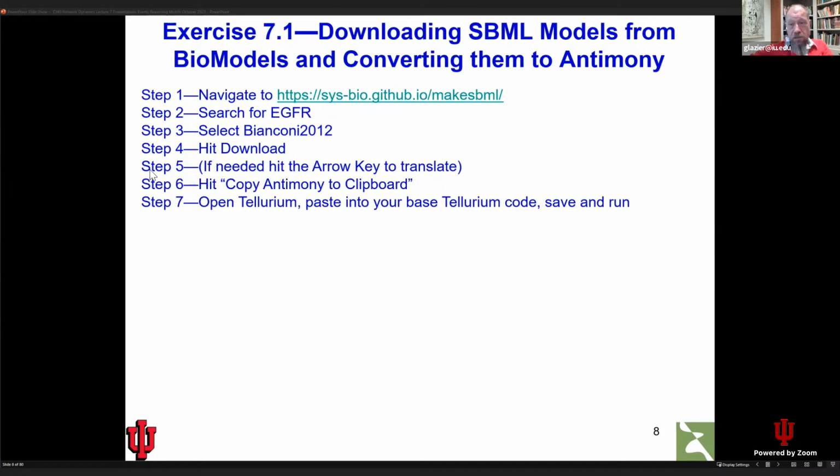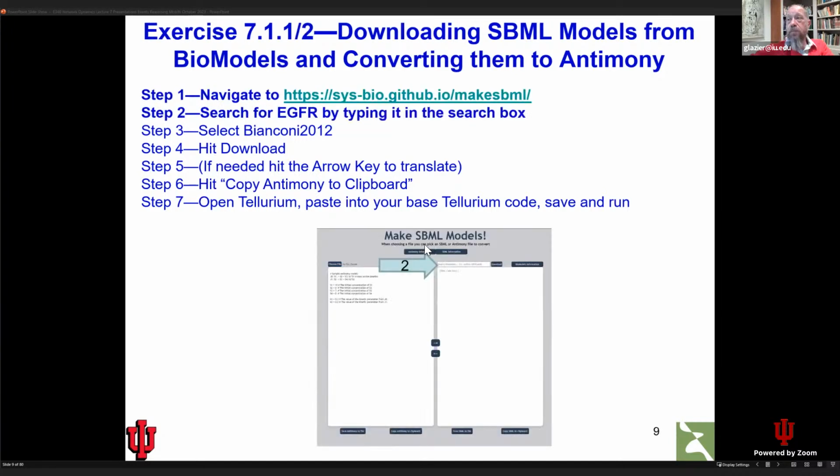We'll first repeat the exercise we did before. We'll search for EGFR. We'll find the Bianconi 2012 paper. We'll download it. We'll translate it. We'll copy it into a clipboard, and we'll paste it into a Tellurium execution model. We could use the one that I shared with you in Colab, which is how I've been doing it, or you could use whatever your local Tellurium is, okay? And I'd like everybody to do this. I'll walk you through the steps.